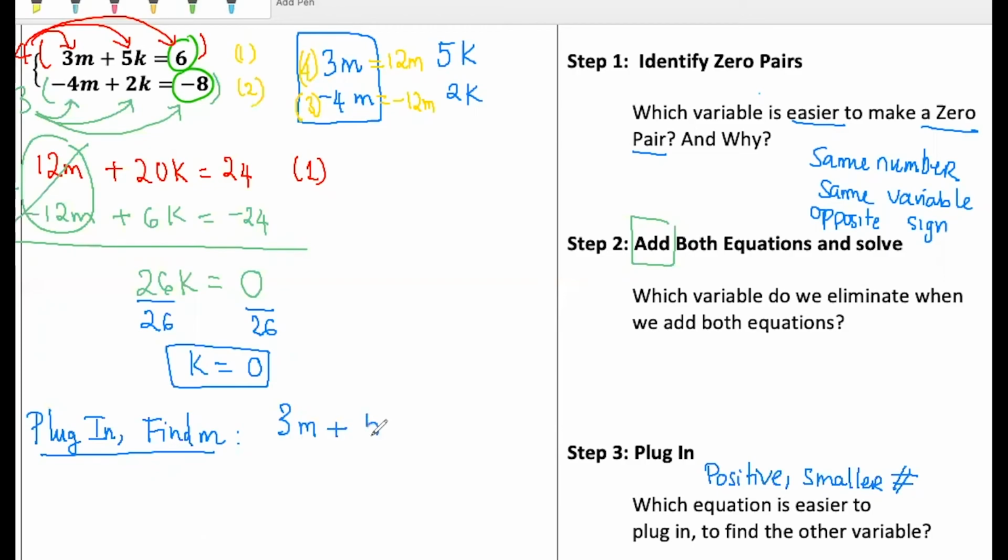So we have 3m plus 5k equals 6. Okay, so here we go. We're going to plug in k right here. And then we have 3m. Whenever I plug it in, I have that habit of always putting a parenthesis. Number one, it helps you see things better and easier. So I highly recommend you do that. So plus 5 times 0 equals 6. 5 times 0 is gone. That gives me just m only equals 6. And right here, I'm just going to go ahead and divide by 3. Simple, simple. So m equals 2.